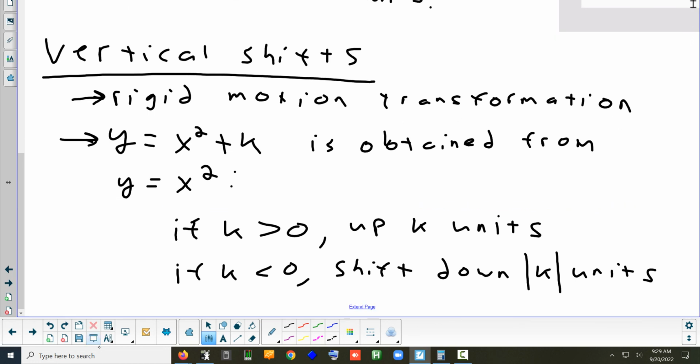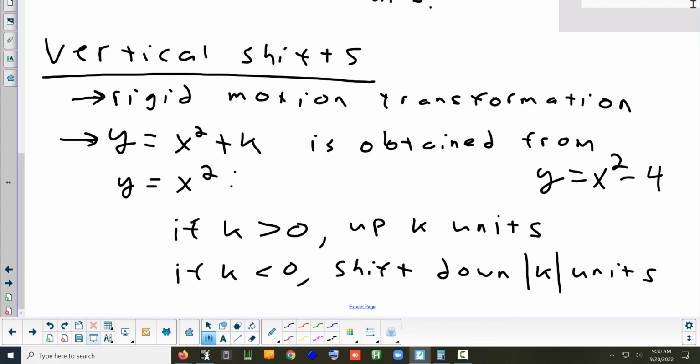Now, notice here that I said shift down absolute value of k units. Because if you had something like this, you don't want to say that this is a shift down of -4 units. Down is the word negative. So don't say shift down -4. Technically, if you said down -4, that's really up 4. It's like a double negative, that's confusing. So you can shift up 5 units, you could shift down 5 units. But the amount you shift by is always positive, whether it's up or down.